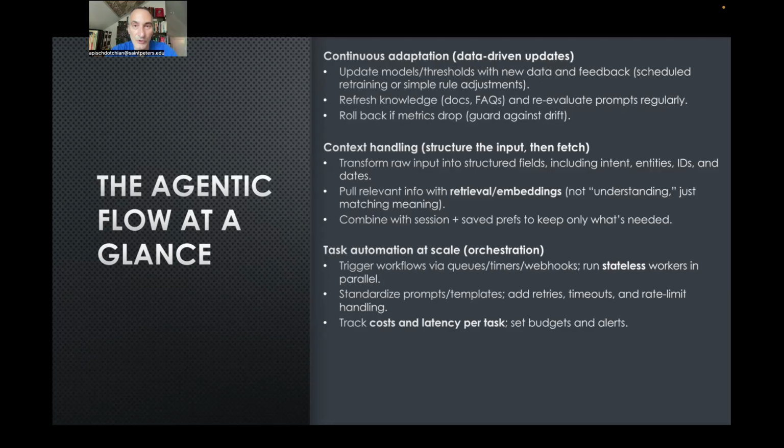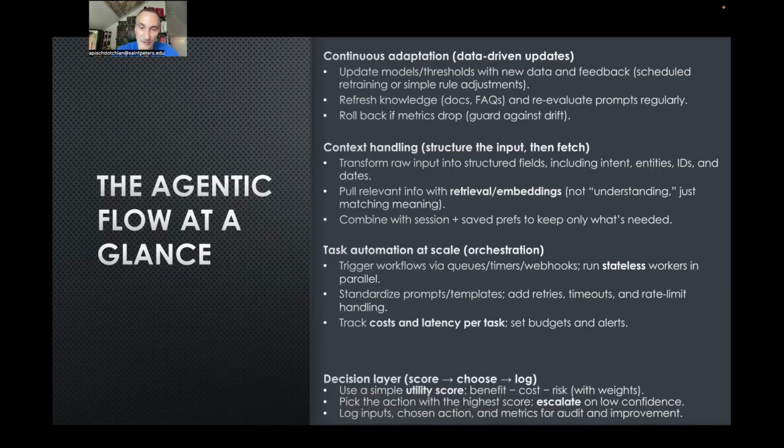Standardize prompts or templates, add retries, timeouts, and rate limit handling. All about task automation. Track costs and latency per task, set budgets and alerts. Again, these are automation tasks where an orchestrator brings forth that automation.